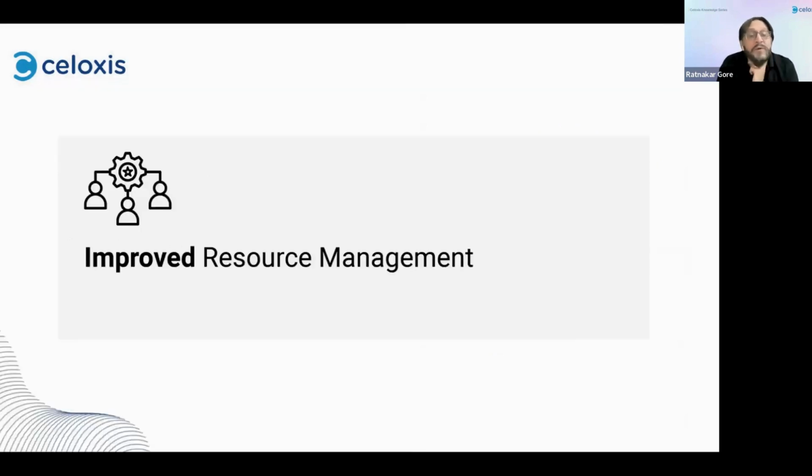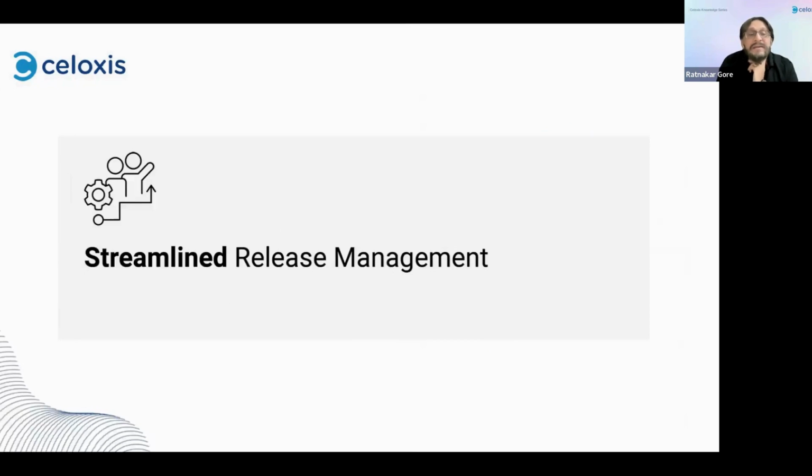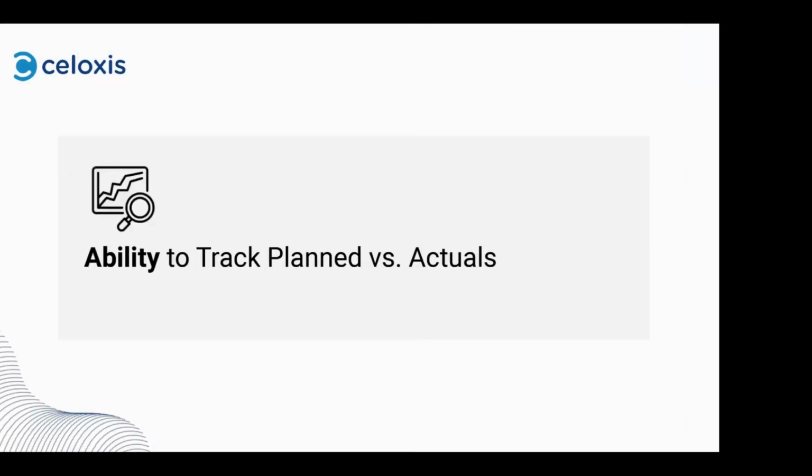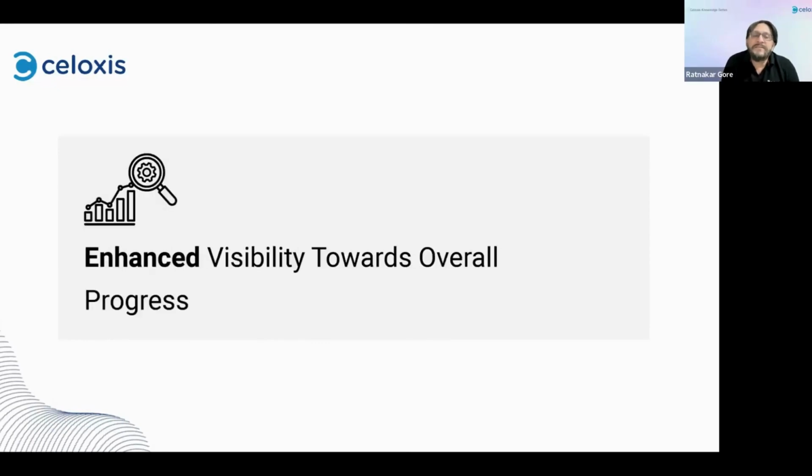First and foremost, you have improved resource management. There is streamlined release management because of improved resource management, because you can see the resources and how they are loaded over time. There's an ability to track the planned versus actuals that we saw with the cost trend. And there's an enhanced visibility towards the overall progress of the project, the program, and the portfolio, resulting in a higher likelihood of all the projects getting done on time.